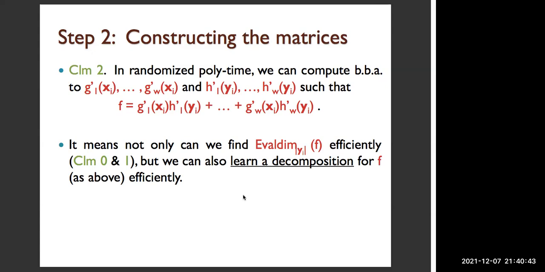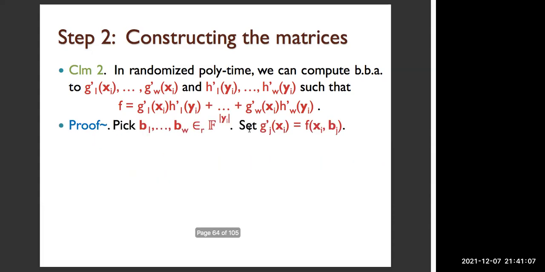And I'm going to show you a quick proof of it. How is this done? Claim 2 is what is helping at the heart of this step 2, that you can actually find a decomposition of F, a witness of the fact that the evaluation dimension is indeed W. The Gi primes and the Hi primes again would be F linearly independent.